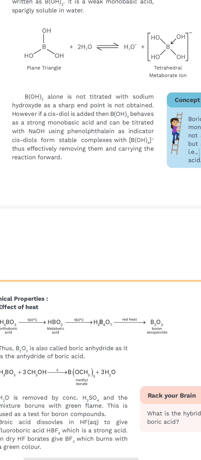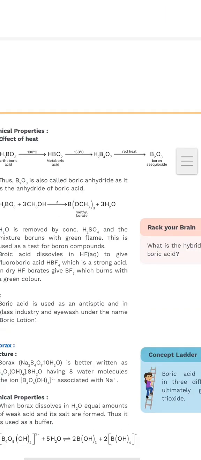However, if a cis diol is added, then boric acid behaves as a strong monobasic acid and can be titrated with sodium hydroxide using phenolphthalein as indicator. Cis diols form stable complexes with B(OH)4 negative, thus effectively removing them and carrying the reaction forward.